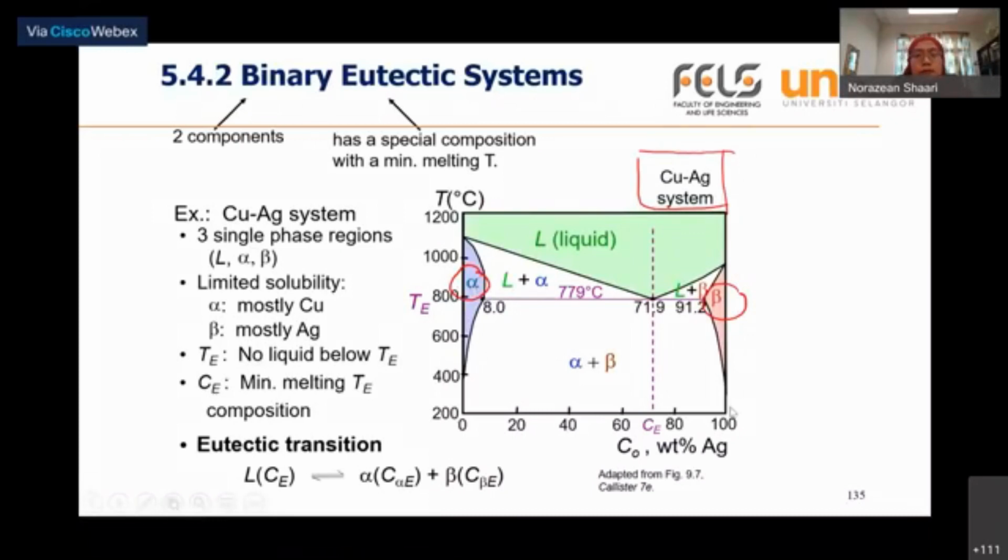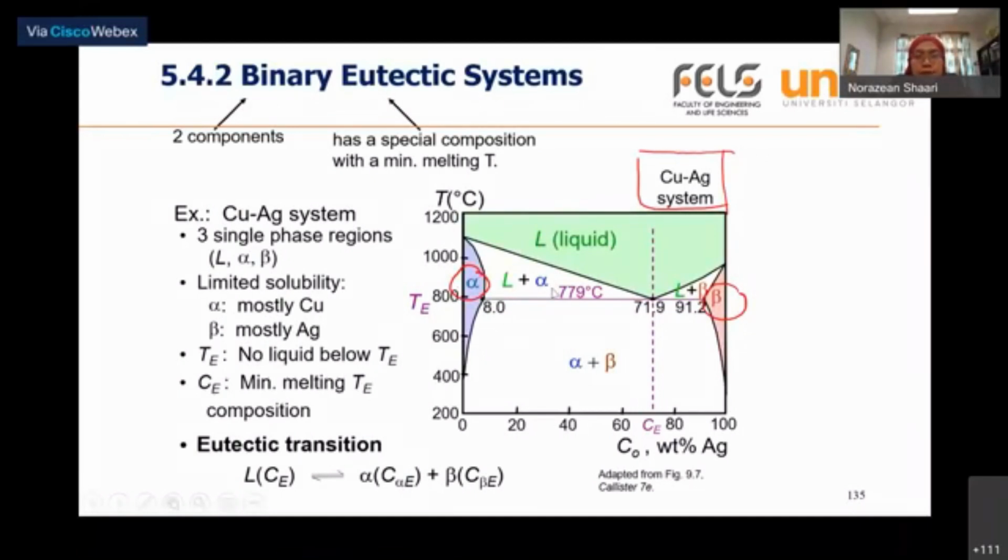Silver ni tak boleh ditambah ke dalam copper. It has a limited solubility. So it has a special composition with a minimum melting temperature. So untuk binary eutectic, dia ada 6 phases, which is liquid, and then ada solid, in this case solid copper, mostly copper alpha, and then beta, mostly silver, and then the combination of the phases, liquid plus beta, liquid plus alpha, and also alpha plus beta. So dia ada 6 phases ataupun 6 region.